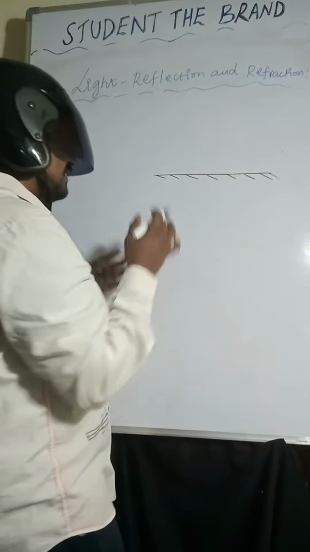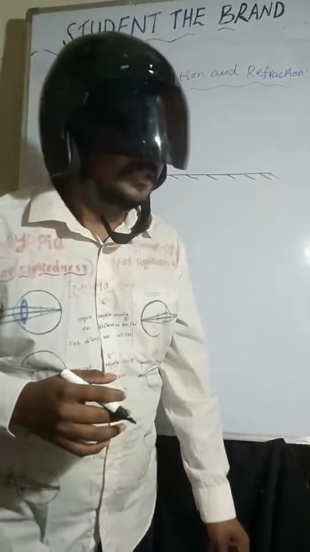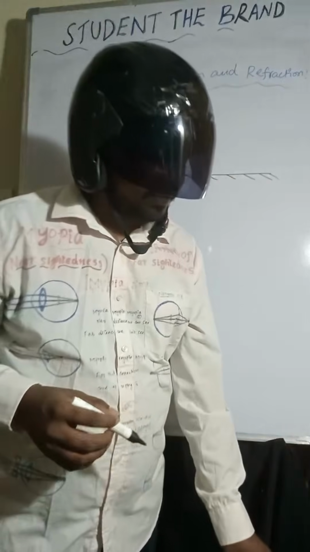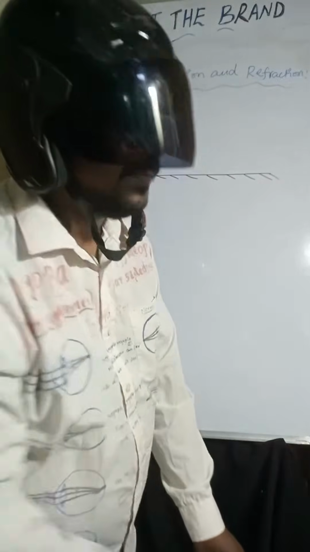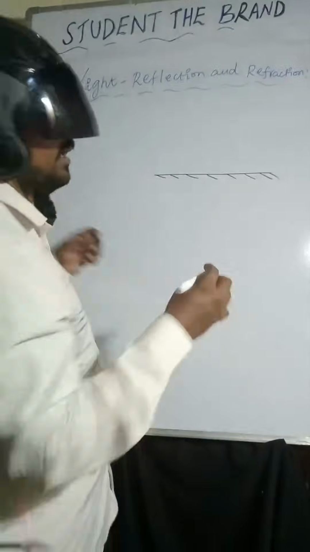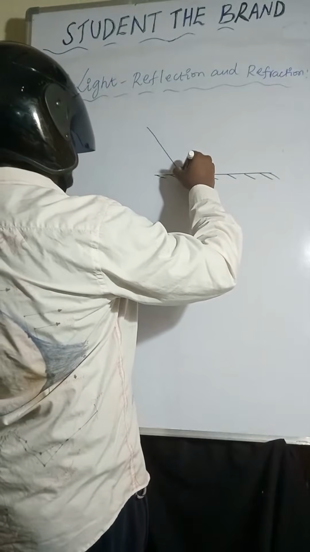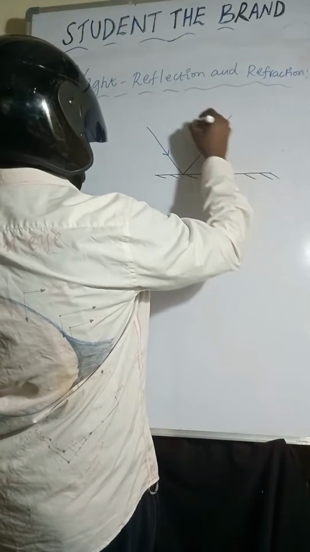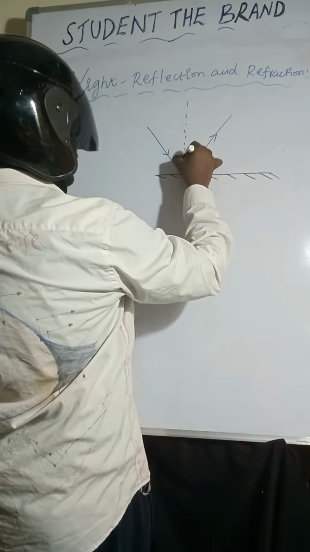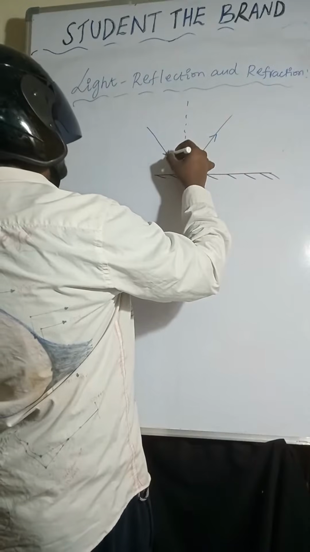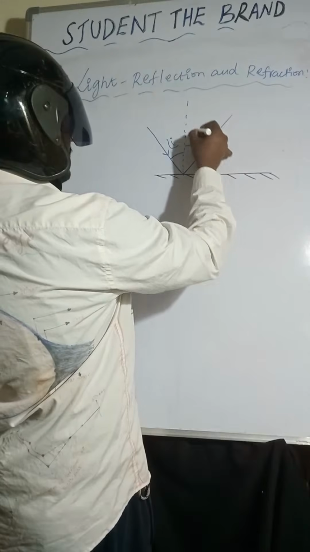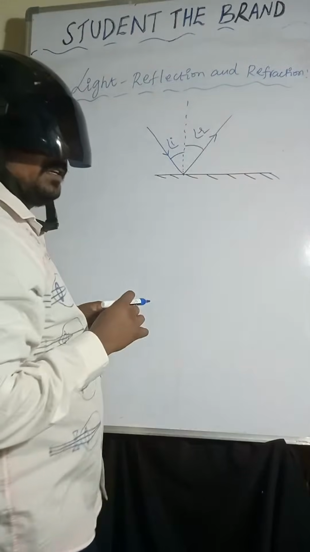The light ray which is incident on the surface is called the incident ray. The light ray which is reflecting back is called the reflected ray. So I am taking this incident ray, reflected ray, and this normal line. The angle between the incident ray and the normal line is called the angle of incidence. The angle between the reflected ray and the normal line is called the angle of reflection.